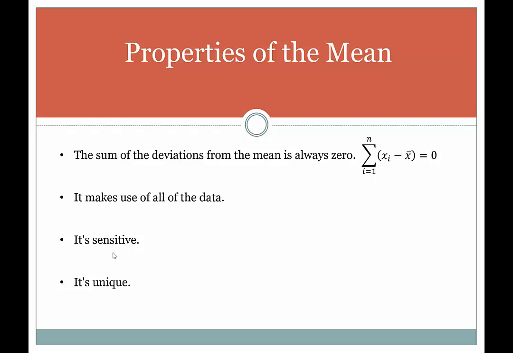We want the sample mean to use the information available. So all the information that's available in the sample is going to be somehow transferred or expressed through the sample mean. In other words, it's going to have some impact on where that sample mean is.